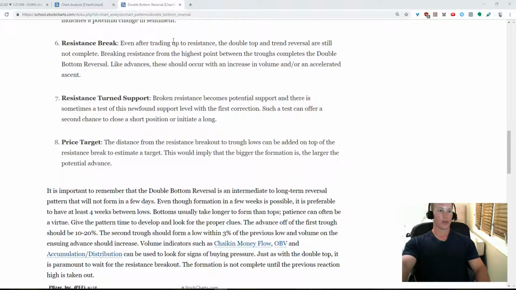Resistance break. Even after trading up to resistance, a double bottom and trend reversal are still not complete. Breaking resistance from the highest point between the troughs completes a double bottom reversal. Like advances, these should occur with an increase in volume and or an accelerated ascent.